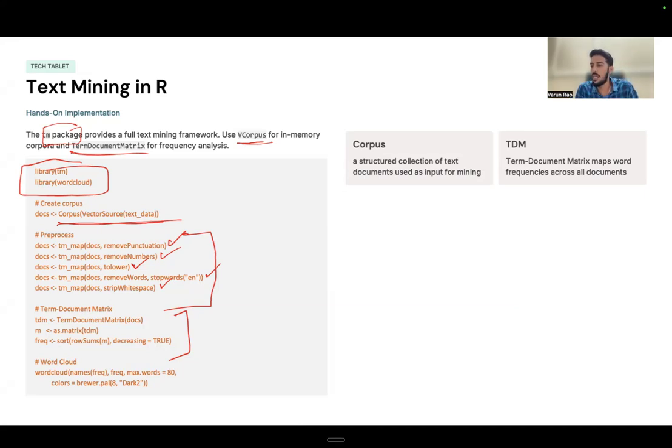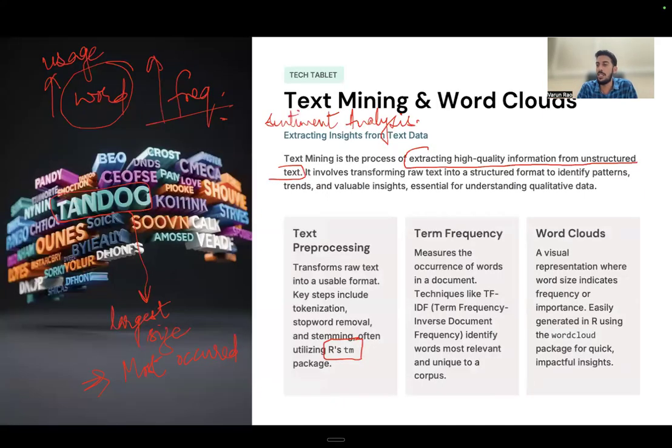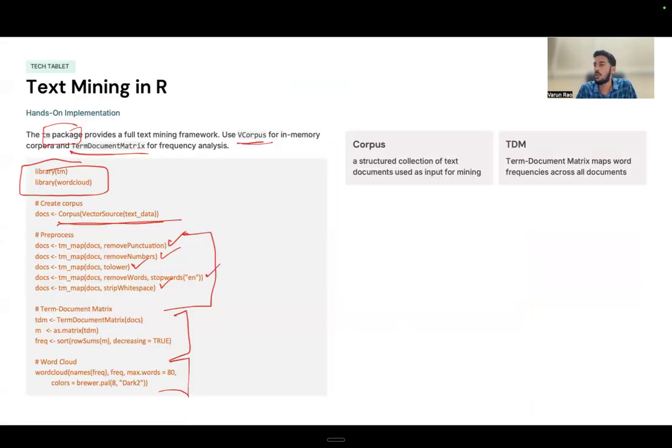Finally, you're going into word cloud. And in word cloud, you are then generating something like this, which you have seen. Now, this whole image that you're seeing here is called a word cloud. So I hope you have understood what is corpus and what is TDM. Corpus is basically a collection of documents which has text in it.